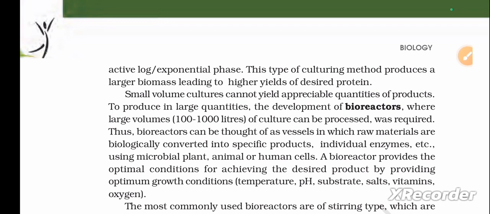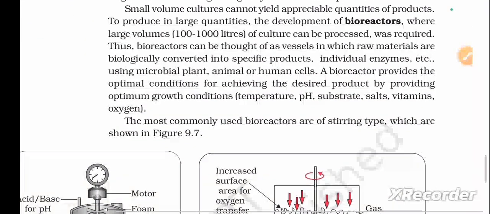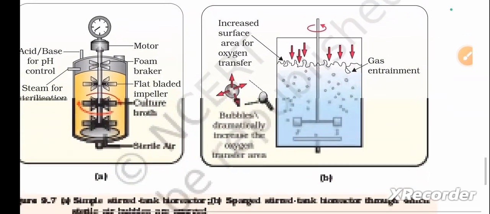Thus, bioreactors can be thought of as vessels in which raw materials are biologically converted into specific products, individual enzymes, etc., using microbial, plant, animal, or human cells. A bioreactor provides the optimal conditions for achieving the desired product by providing optimum growth conditions: temperature, pH, substrate, salts, vitamins, and oxygen. The most commonly used bioreactors are of the stirring type, which are shown in figure 9.7.